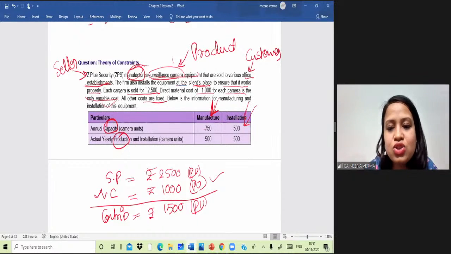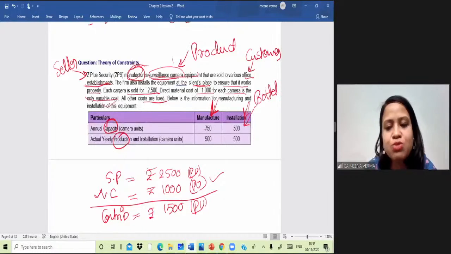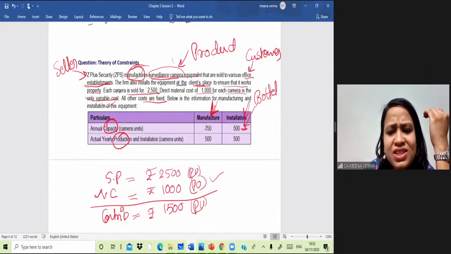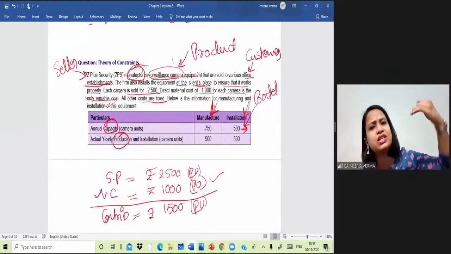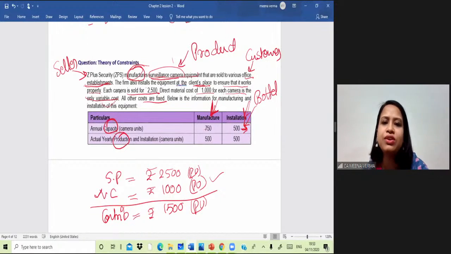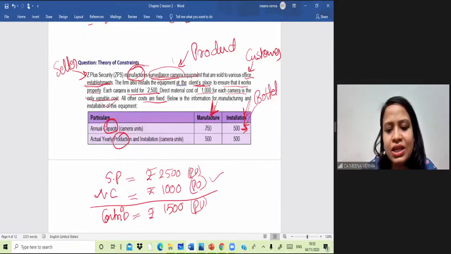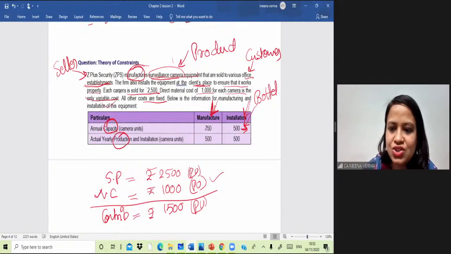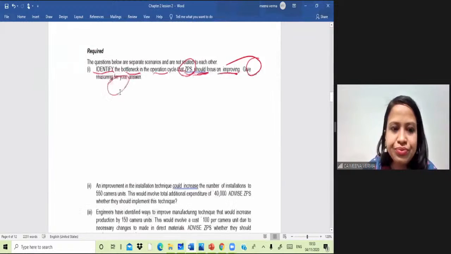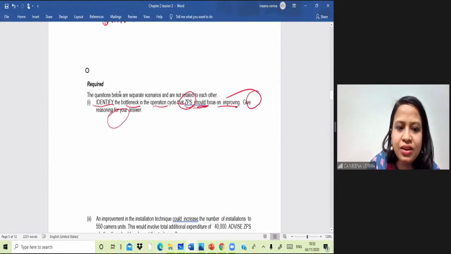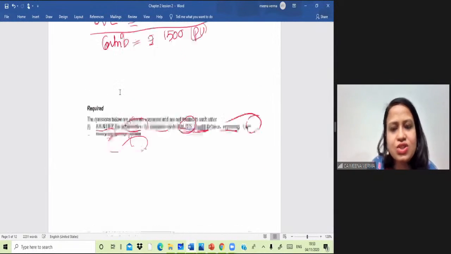It means that installation is the bottleneck. Why is installation the bottleneck? Because this is their capacity. They cannot increase the installation beyond 500. So 500 is the place where the organization has limited resources. Okay, so you can say the bottleneck place is installation.